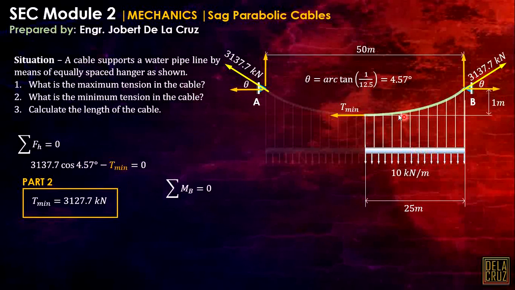Now, summation of moment at B. In this case I will take moment at B, so that will be T minimum times, let's call this D first. Okay, let's derive the formula. Let's call the sag D. Okay, so minus W, and take note that this is just half of the total length, 0.5 of L, then the moment arm here is 0.5 of L over 2. Okay, and that's why we derive this formula for the minimum tension of the cable, WL squared over 8D.